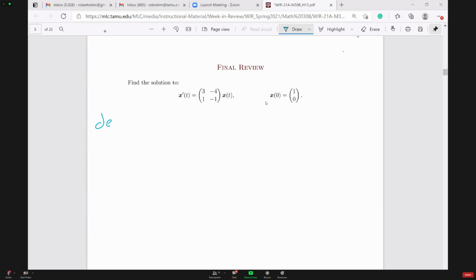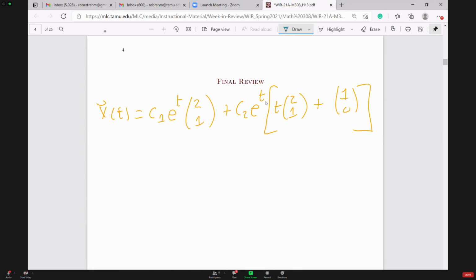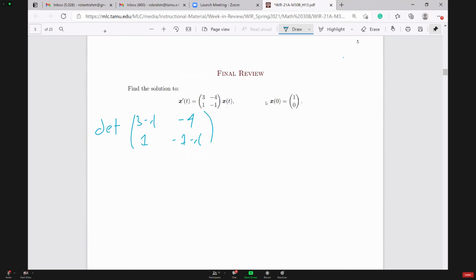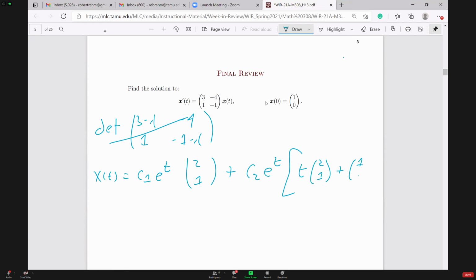Okay. So the determinant of 3 minus lambda, minus 4, 1, minus 1 minus lambda. Is that the one that I just did? All right, that would be convenient. I believe it is. Yeah, so we know that the general solution is x of t equals c1 e^t times (2, 1) plus c2 e^t times ((2, 1) plus (1, 0)).